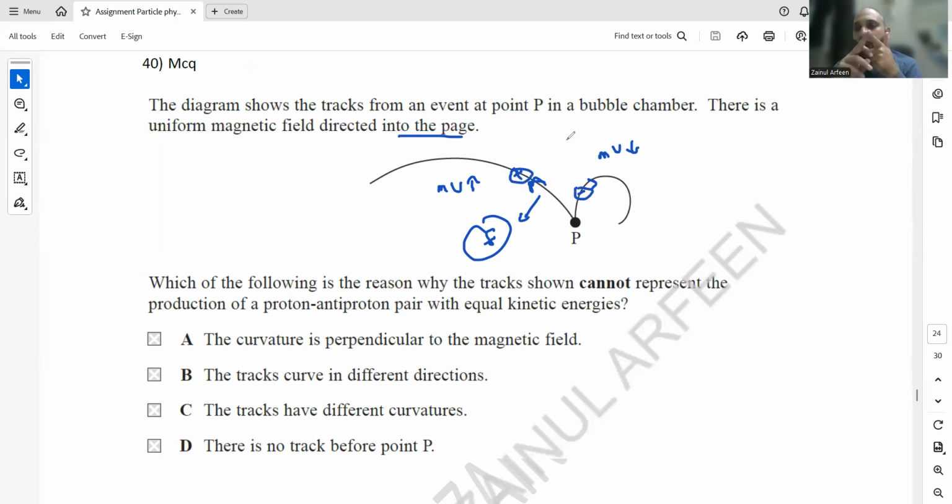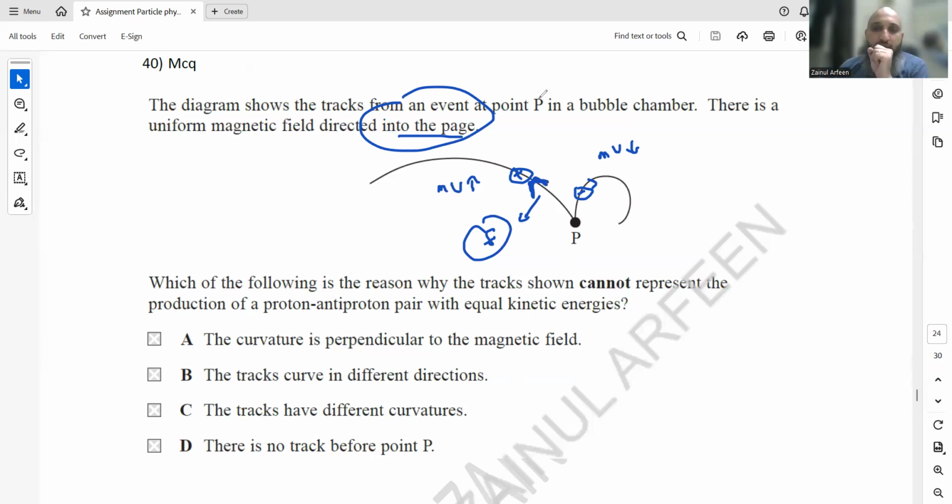Because the index finger represents the magnetic field, which they mentioned is into. So the index finger is pointing into. The thumb is the direction of the force. So the direction of the force is in this way. And where the second finger is pointing is the direction of the particle. So this will be the positive particle, as it follows the rule.